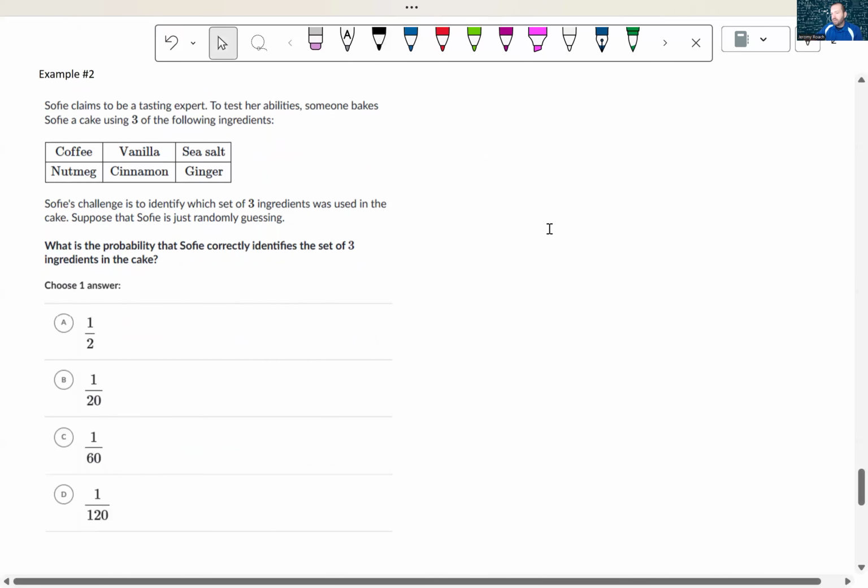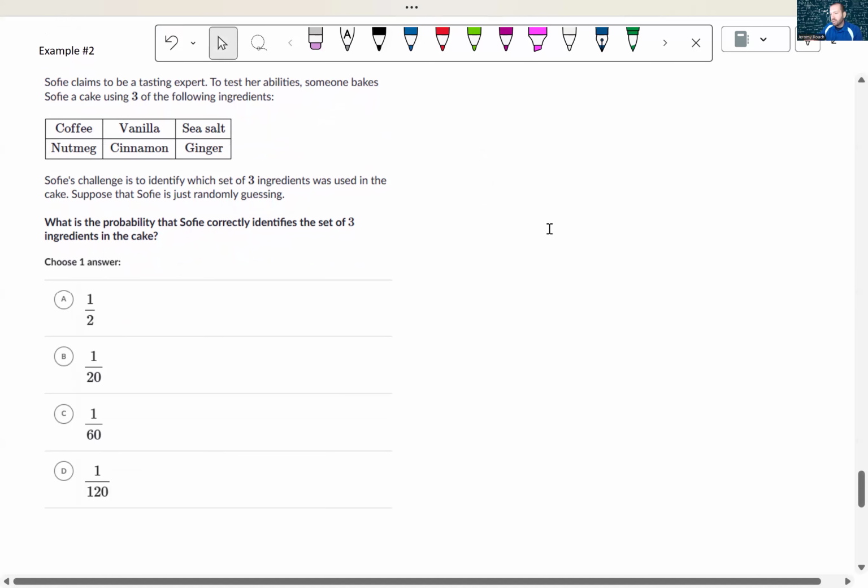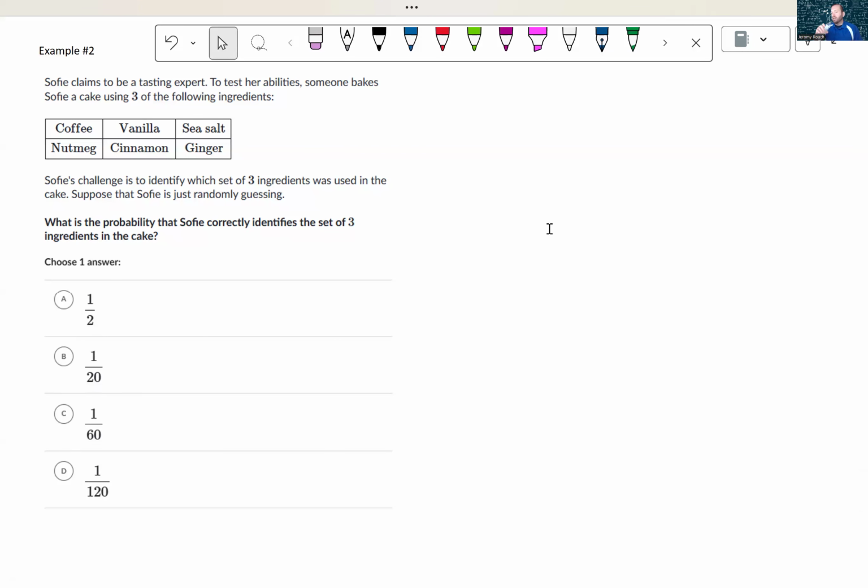about ingredients. Sophie claims to be a tasting expert. To test her abilities, someone bakes Sophie a cake using 3 of the following ingredients. Sophie's challenge is to identify which set of 3 ingredients was used in the cake. Suppose that Sophie is just randomly guessing. What's the probability that Sophie correctly identifies the set of 3 ingredients in the cake?